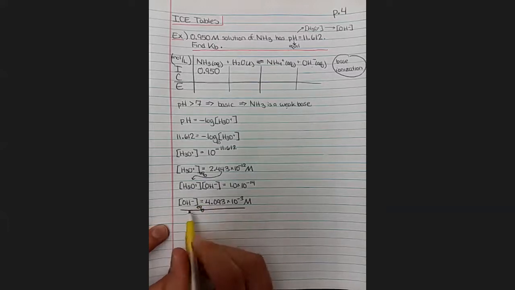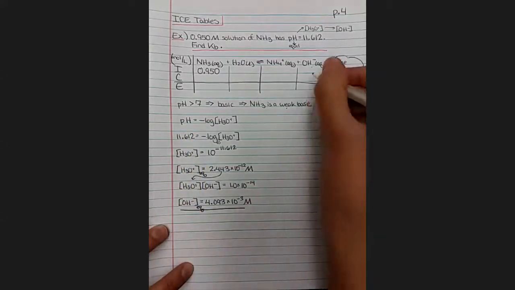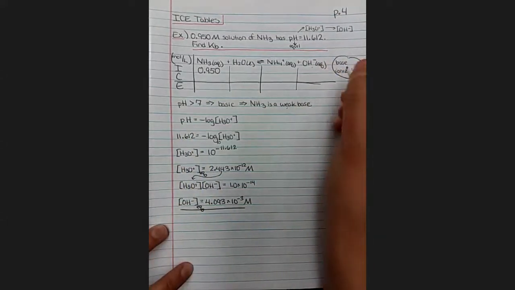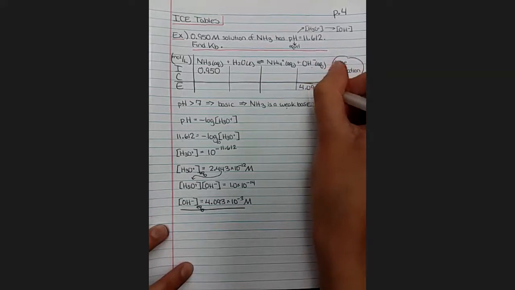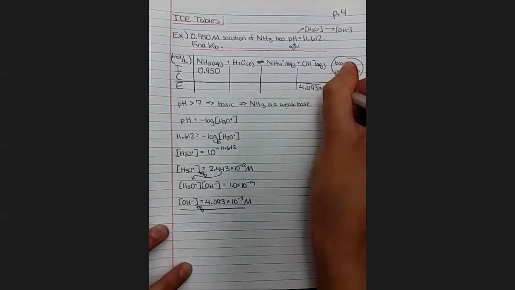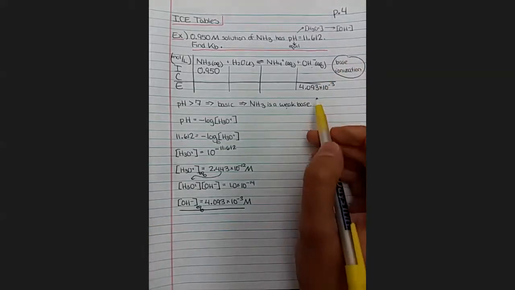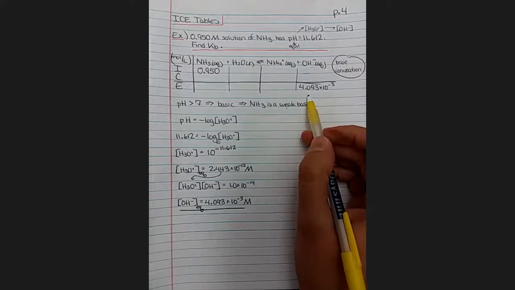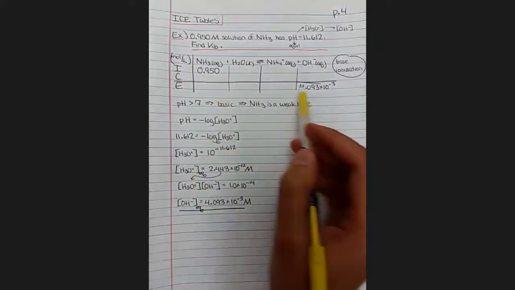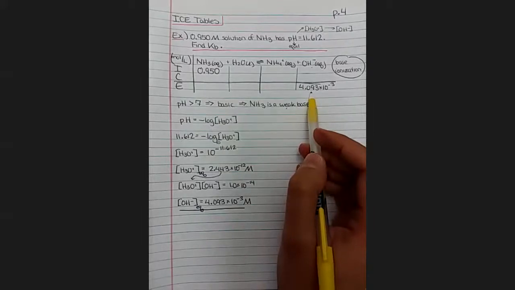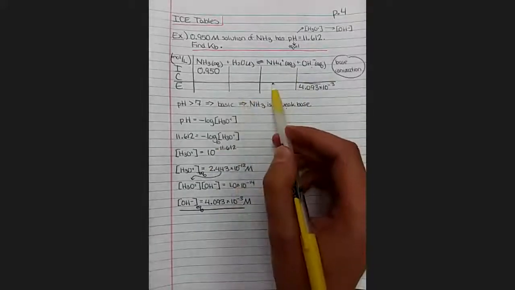So this value for hydroxide is going to be the equilibrium concentration, because pH is always about equilibrium. So this is going to go in the bottom row of our ice table under hydroxide. So 4.093 times 10 to the negative third. It's kind of a long number, so you want to leave plenty of room in your table to write this a bunch of times. Okay, and now that we have a number in the initial row and in the equilibrium row, we should be able to solve for everything else.